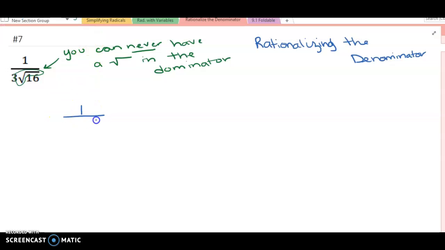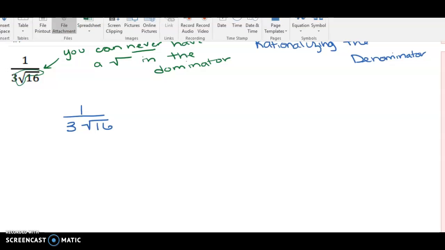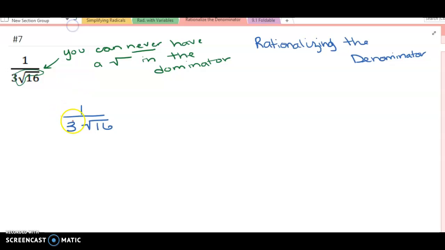Now this one's really easy to overcomplicate. Okay, so it's 1 over the square root of 3 times square root of 16. Okay, we cannot have the square root of 16 in the denominator. Okay, but you should be able to look at the square root of 16 and know what the square root of 16 is. Okay, you should know that that is 4. And if you don't, we can totally break it down.